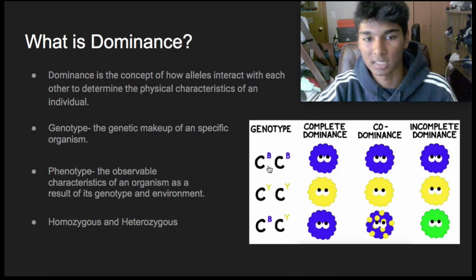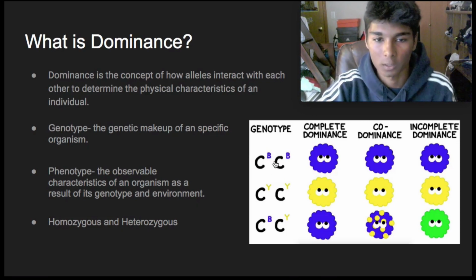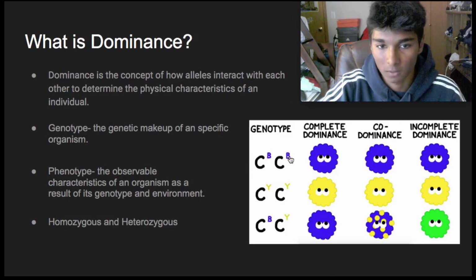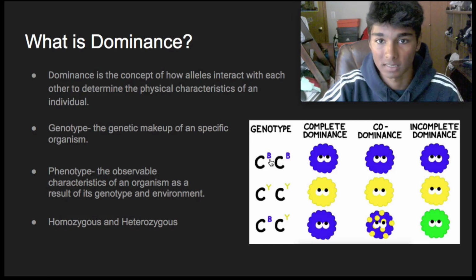As we can see, the C stands for color here. You have the blue genotype from one parent and the blue genotype from the other. And as you can see, no matter what type of dominance you have, it's always the same color. Same for yellow. So these are the two homozygous examples, when the two alleles are the same.